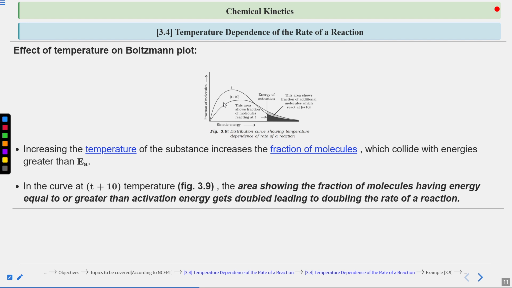From the previous graph, in this T plus 10 graph the area is increased, and the temperature is also increased by 10 degrees. The area showing the fraction of molecules having energy equal to or greater than activation energy gets doubled. So the area doubled as the temperature increased by 10 degrees, leading to the doubling of the rate of reaction. And always, a temperature increase affects the chemical reaction positively, because it will double the rate of reaction or increase the speed of the reaction.